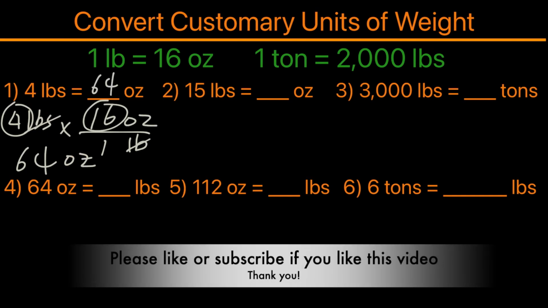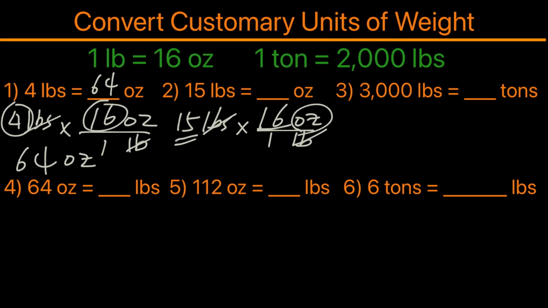For the second example, we have 15 pounds. Just like the first example, we're converting to ounces. So again, that's 1 pound over 16 ounces. Pounds crosses out, we're left with ounces. Now we just need to take 15 multiplied by 16. And from the calculator, we will have 240 ounces. Since the denominator is going to be 1 here, we don't need to include that in the answer, and it's 240 ounces.